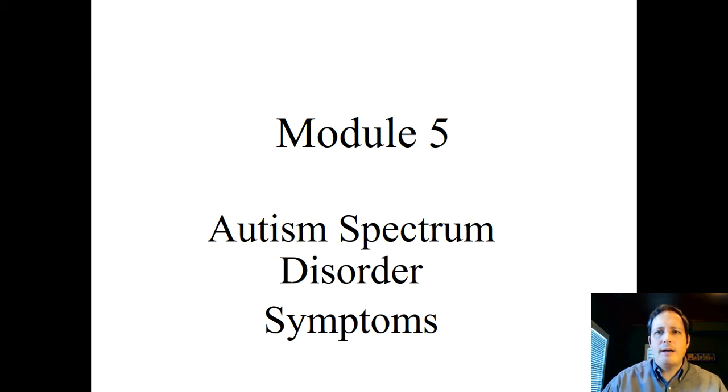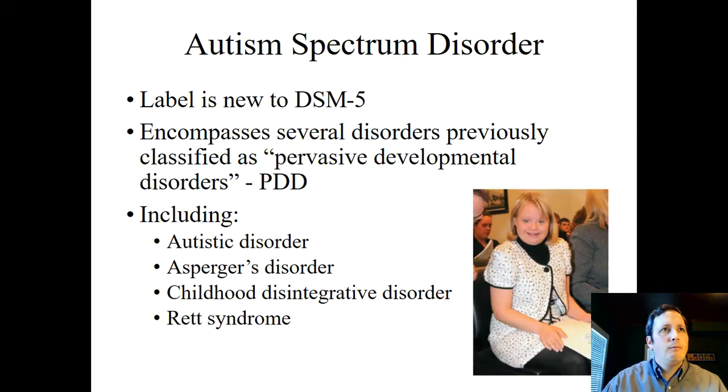Now, about 5 or 6 years ago, when the DSM changed from DSM-4 to DSM-5, we saw a new labeling. It used to just be referred to as autism. Now it's autism spectrum disorder, and it encompasses several disorders that had previously been classified as pervasive developmental disorders, or PDD. It included autistic disorder, Asperger's disorder, which no longer exists, that was subsumed in the new autism spectrum disorder diagnosis, childhood disintegrative disorder, and Rett syndrome.